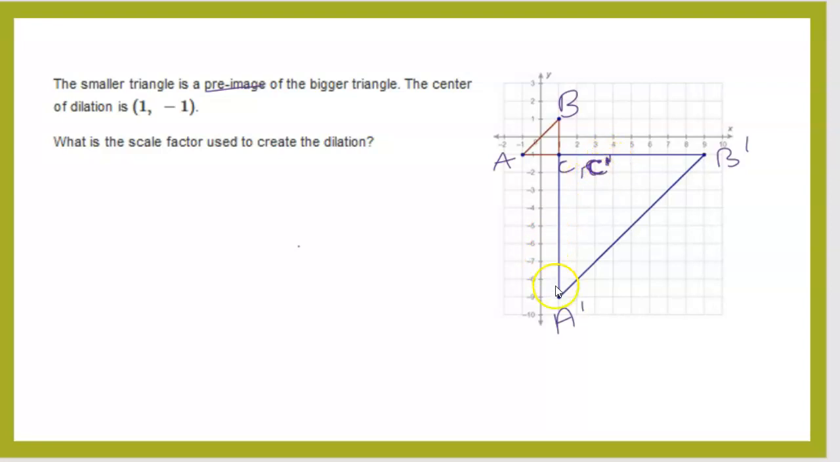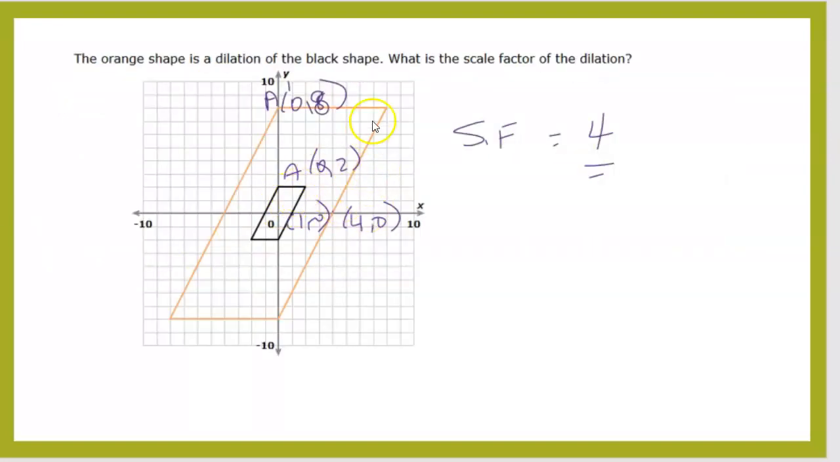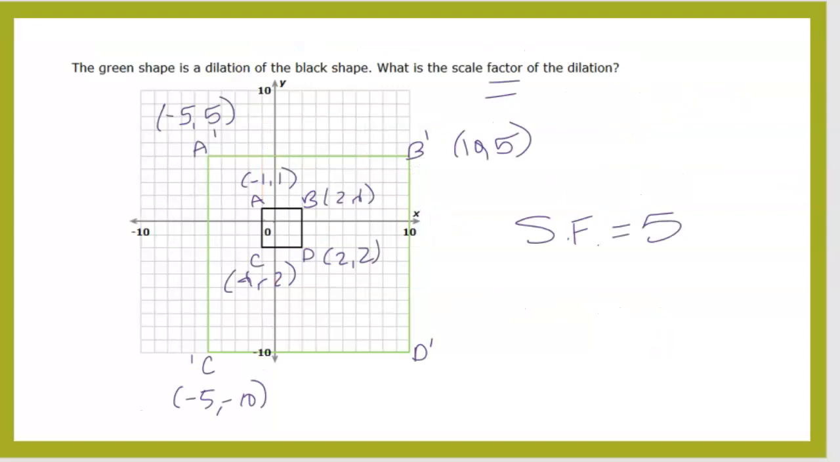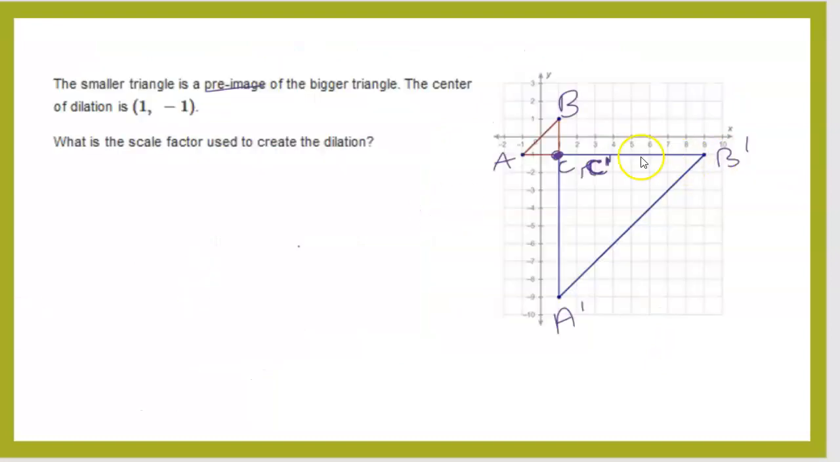C is in the same position. The center of dilation is (1, -1), right here. So a lot of these other things we've seen, like this one, have been sort of expanding around themselves, kind of like either zooming in or zooming out. This one, the shape is in a totally different place. And it wants to know the scale factor used to create the dilation.